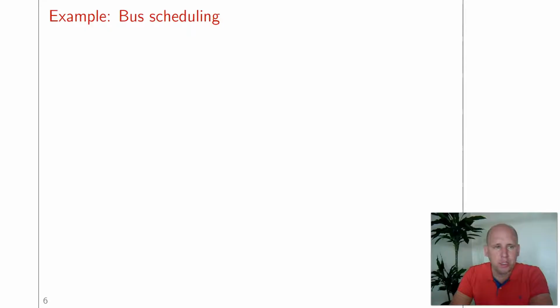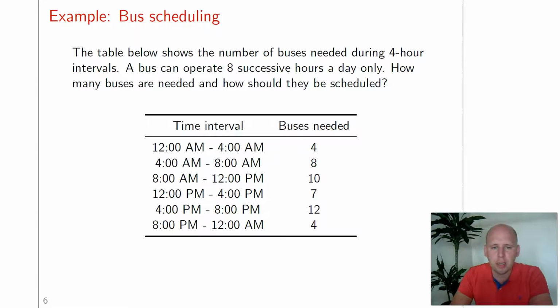We are now going to consider this example of bus scheduling. We have a table available here with the number of buses that are needed during 4-hour time intervals. You see that it's a continuous schedule. It starts at 12 a.m. at midnight. It also ends at 12 a.m. and then basically the next day starts. So there are no breaks overnight. Each bus that we buy can be used for 8 successive hours a day only. So after using a bus for 8 hours, it cannot be used anymore during the remainder of the day.